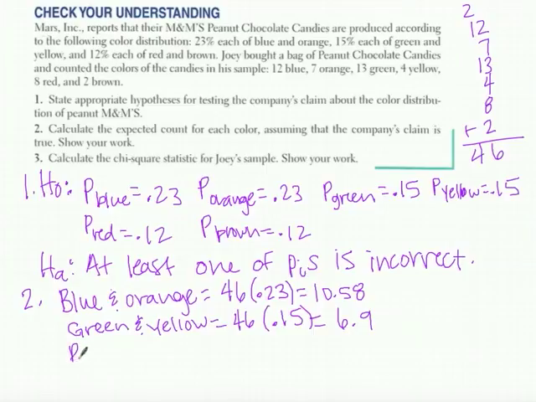And then red and brown have the same probability, so I should expect to see the same number for red and brown. I would do 46, that's the number in the bag, times the percentage that they say the bag is of red and brown, which is 12%, so times 0.12. And when you do that, you get 5.52.